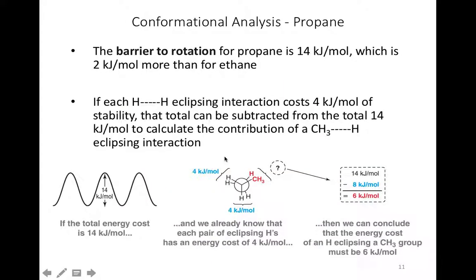And so we can actually ask, what is the energy due to the eclipsing of a hydrogen with a methyl group? So if we know the total interaction is 14 kilojoules per mole, from ethane, we gave each hydrogen-hydrogen interaction a contribution of 4 kilojoules per mole. So if I subtract out the hydrogen-hydrogen interactions, then the methyl-hydrogen interaction must be 6 kilojoules per mole.